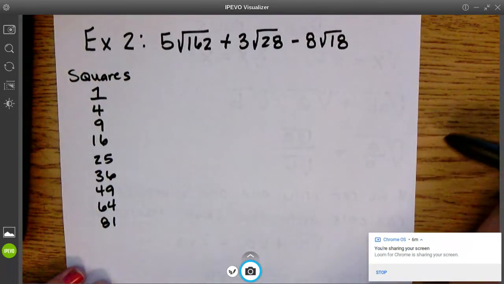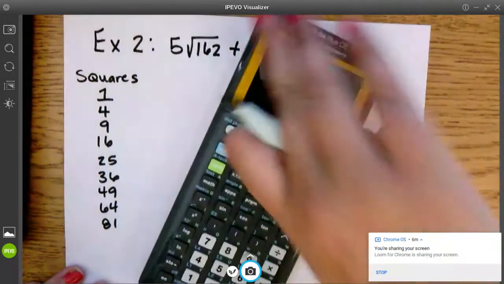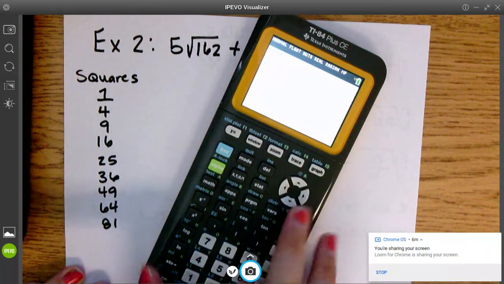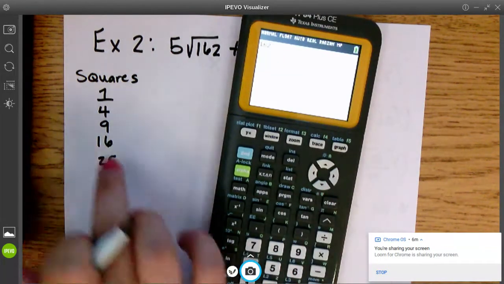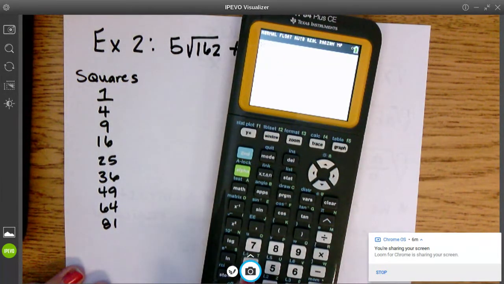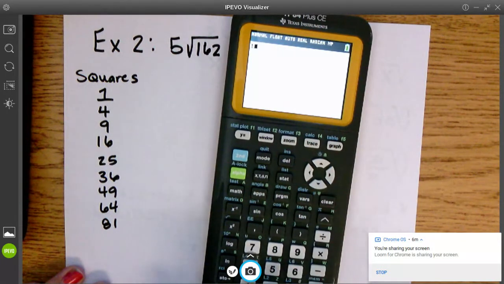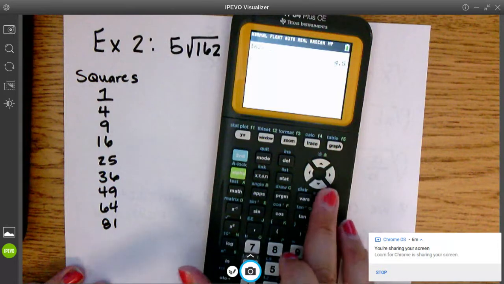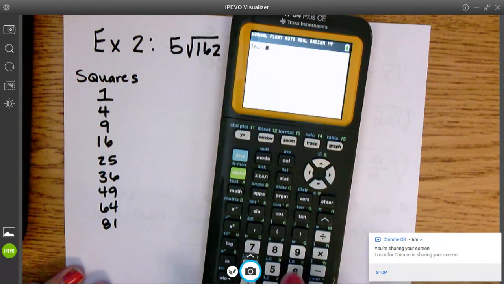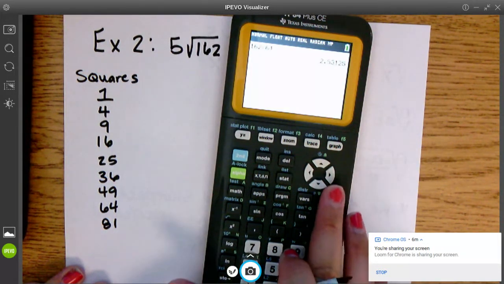So I can take my handy dandy calculator. This is just how I do it. I just say 162, let me just try 16. Nope. 162, try, and obviously not 25. 36? Nope. 162 divided by 64? Nope.